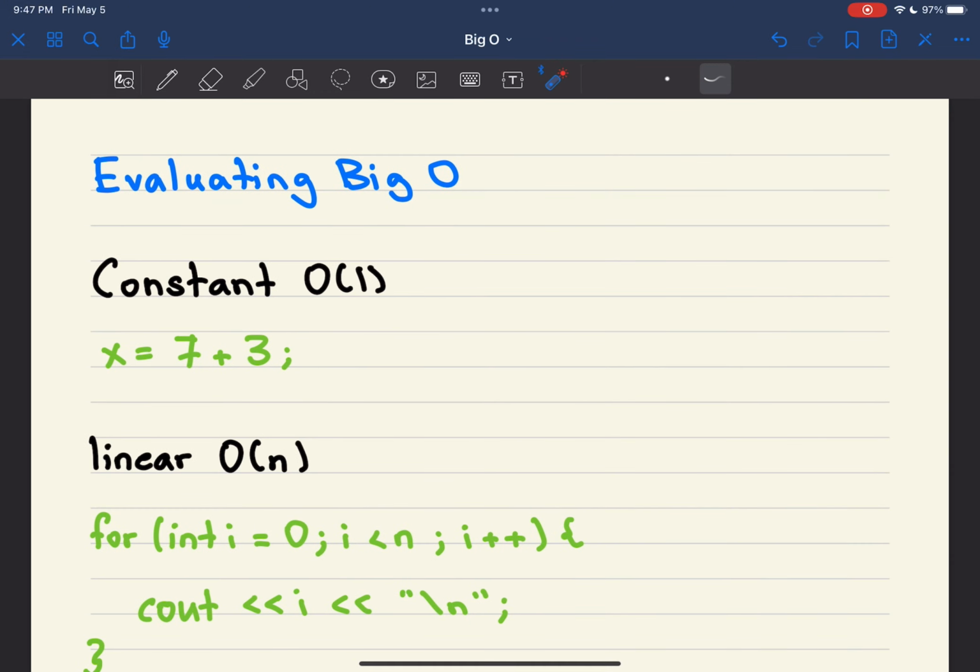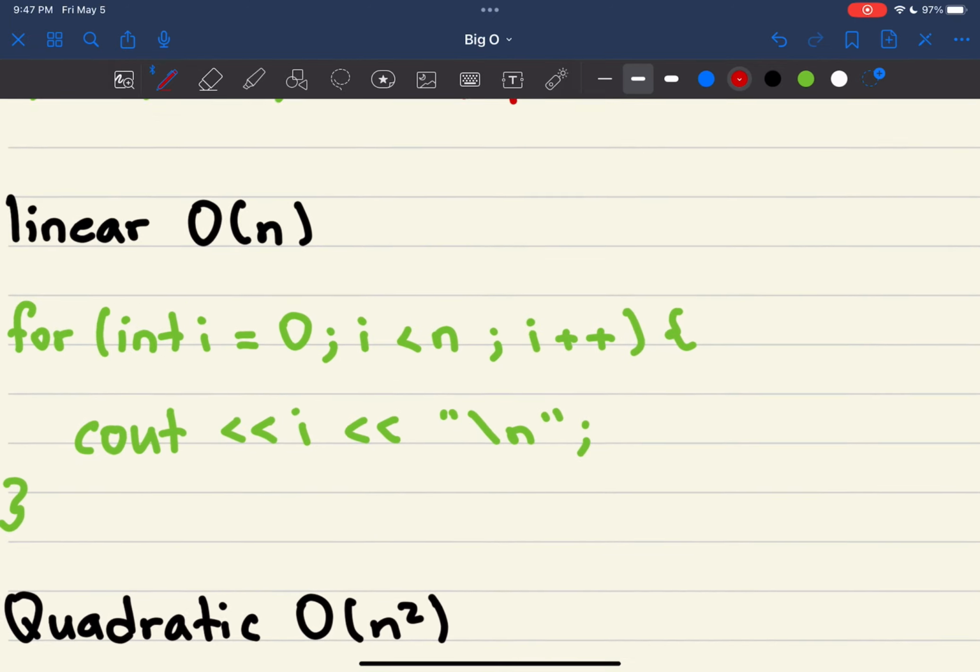So here are a few examples when evaluating big O. In this program, we're adding two integers, 7 and 3, and storing their sum in x. This takes big O of 1 as it runs at a constant time. It runs at a constant time since it does not depend on the input size. So if the input size increases, this will not change how fast this program runs.